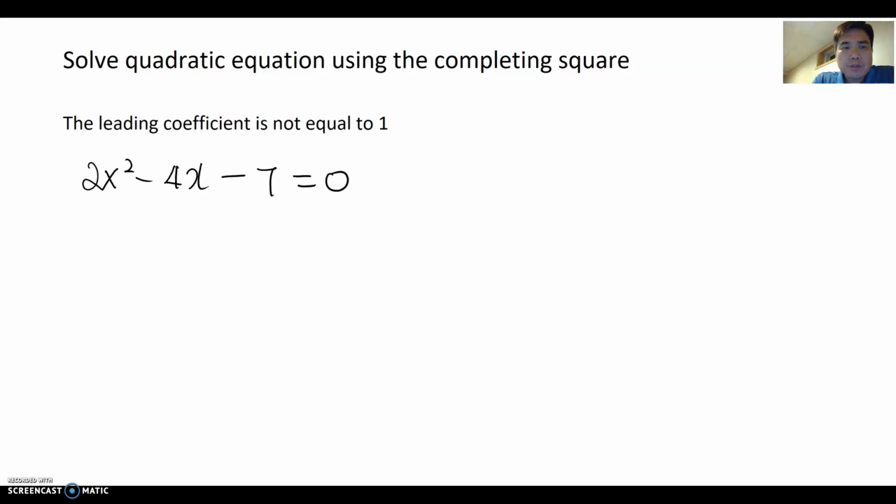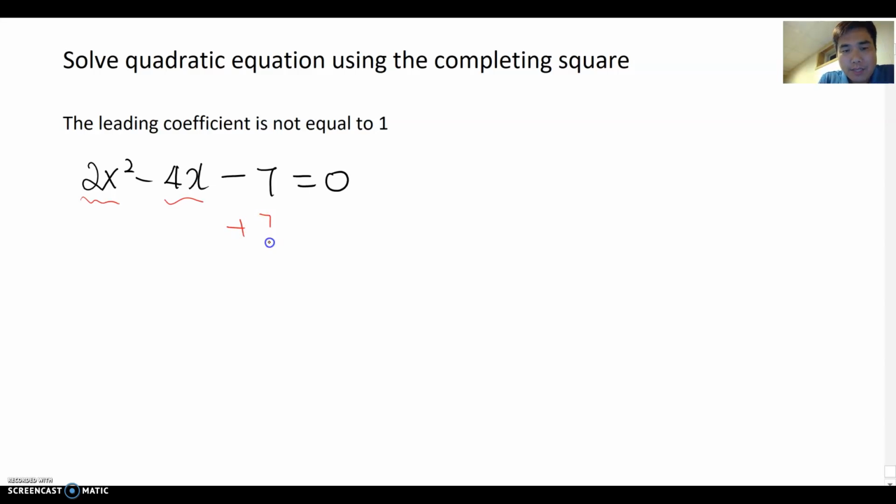So we will continue to solve the quadratic equation using completing the square. This time we focus on what happens if the leading coefficient is not equal to 1. Look at this example here: 2x squared minus 4x minus 7 equal to 0. I'm going to follow what I did before. We leave the square term and x term on the left side, and move the constant.